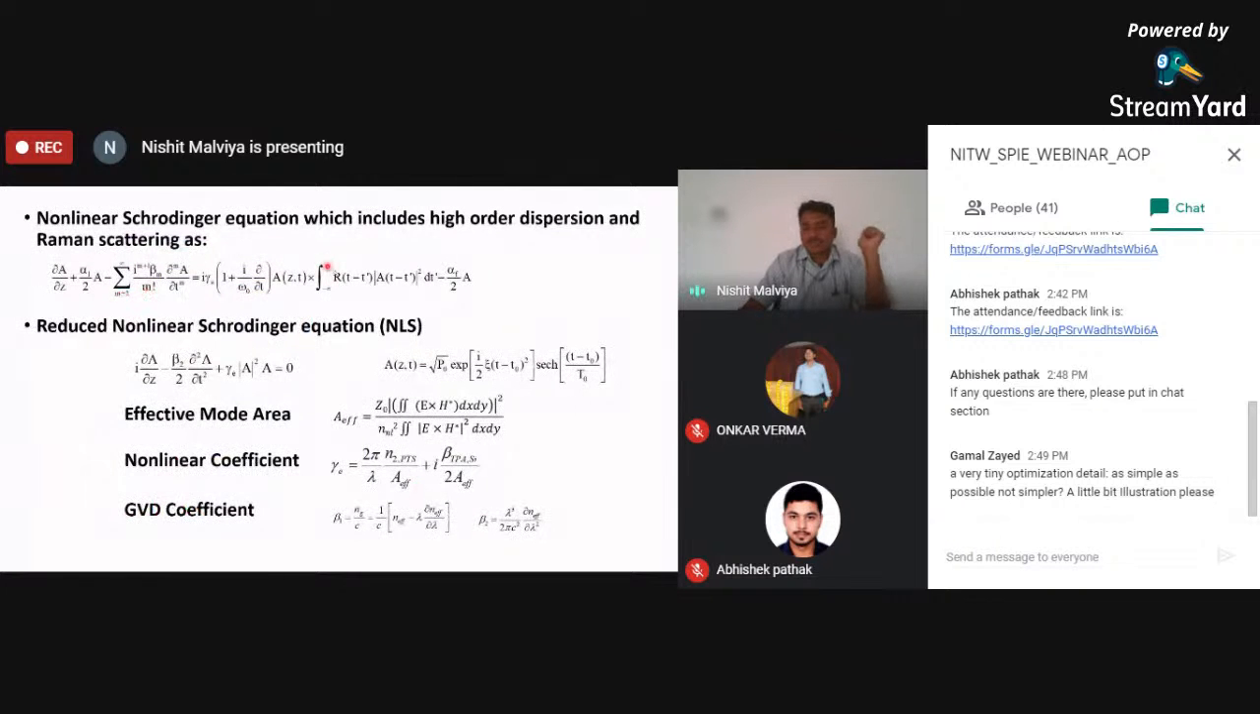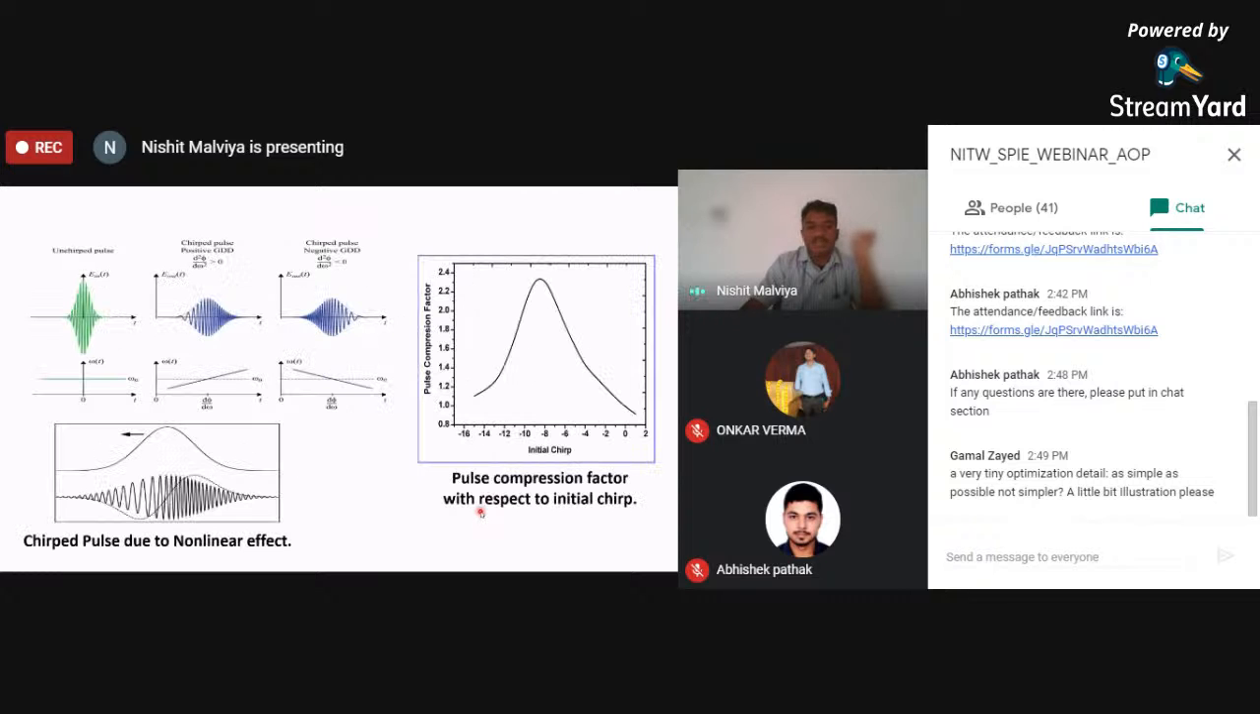These are the Schrodinger equations, which include the higher order terms and Raman scattering, and then it is reduced to the nonlinear Schrodinger equation. These equations are also given in the textbook, and this is utilized for obtaining pulse compression. There are also lots of nonlinear applications. The basic quantities are the effective mode area, the nonlinear coefficient, and the GVD coefficient.